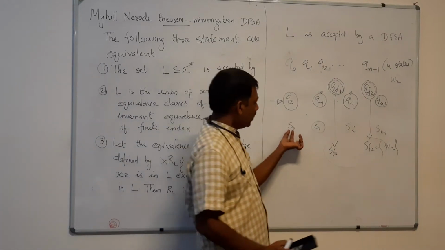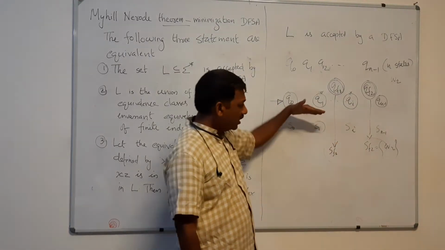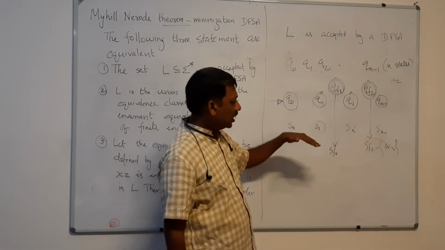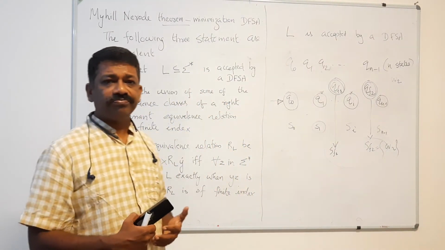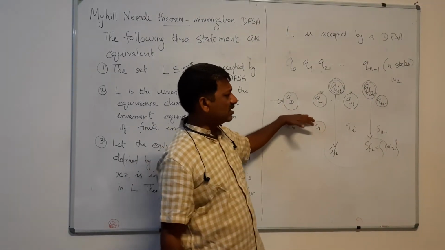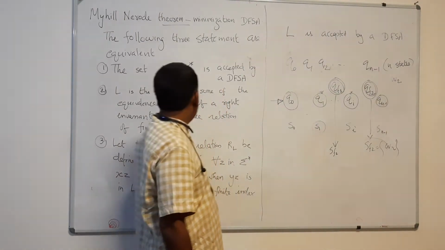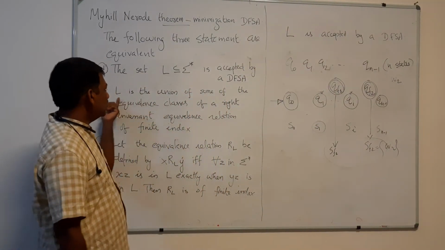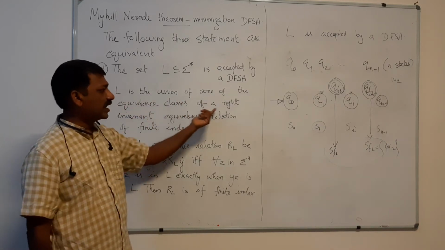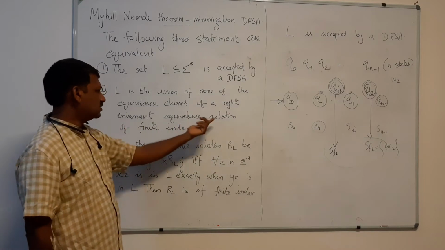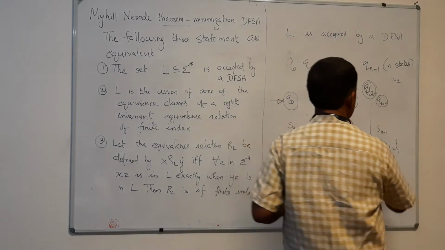Here you have subclasses S0, S1, Si, Sn minus 1, etc. A number of n different states are there, so n different equivalence classes are there. Among those, you have to choose some of them: the equivalence classes which represent the final states. So L is the union of some of the equivalence classes of a right invariant equivalence relation of finite index. What do you mean by right invariant?